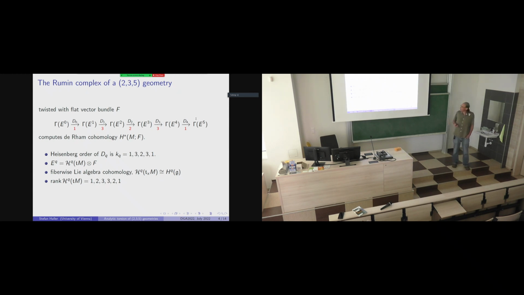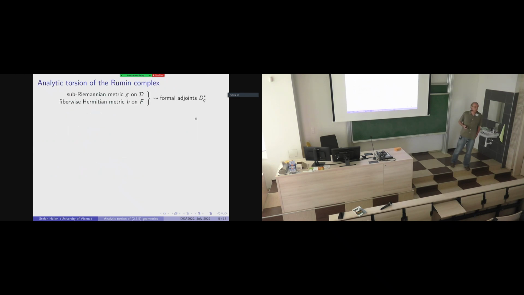To define an analytic torsion, to do analysis with this complex, we need formal adjoints of the Rumin differentials. And in order to get formal adjoints, we pick a sub-Riemannian metric on the rank 2 bundle, and we choose a Hermitian fiberwise metric on the flat bundle we're twisting with. And then we get standard L2 inner products on the space of sections of these bundles E_q. And that gives rise to formal adjoints of the Rumin differentials. And they are, of course, going to be differential operators again.